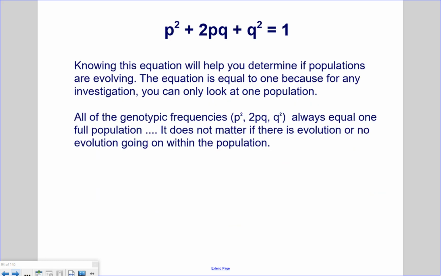p squared plus 2pq plus q squared is equal to 1. Knowing this equation will help you determine if populations are evolving. The equation is equal to 1 because for any investigation, you can only look at one population. All of the genotypic frequencies, p squared plus 2pq plus q squared, always equal one full population. It does not matter if there is evolution or no evolution going on within the population.